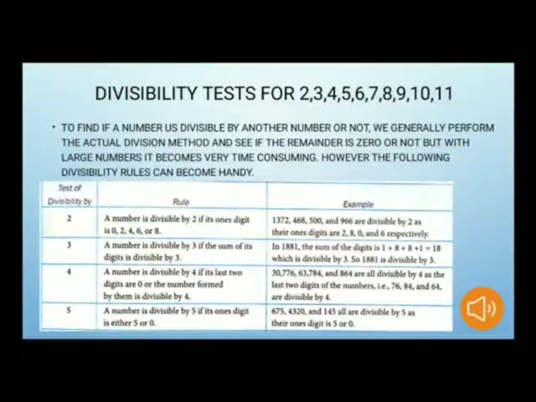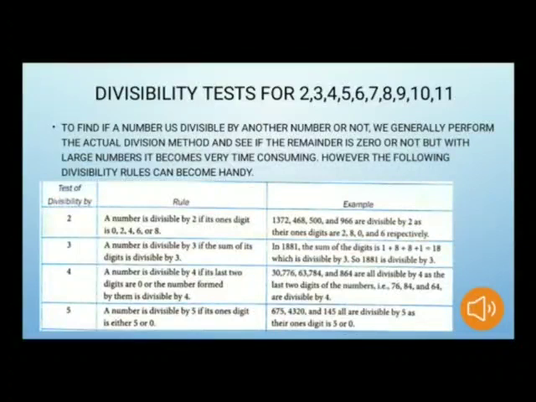Now, test of divisibility by 4. A number is divisible by 4 if its last two digits are 0 or the number formed by them is divisible by 4. As you can see in an example, 30,776, 63,784 and 864 are all divisible by 4 as the last two digits of the numbers, that is 76, 84 and 64, are divisible by 4.